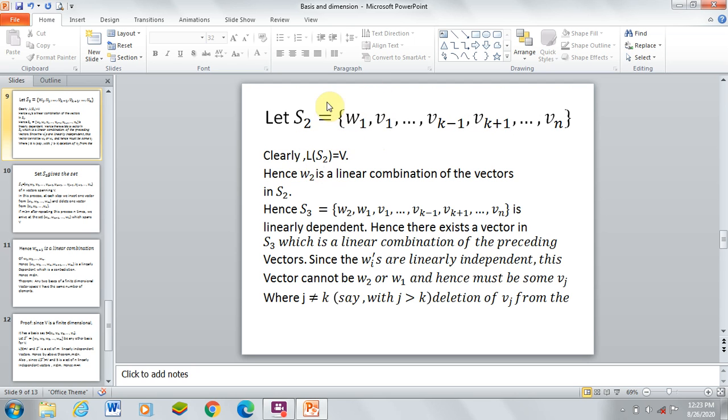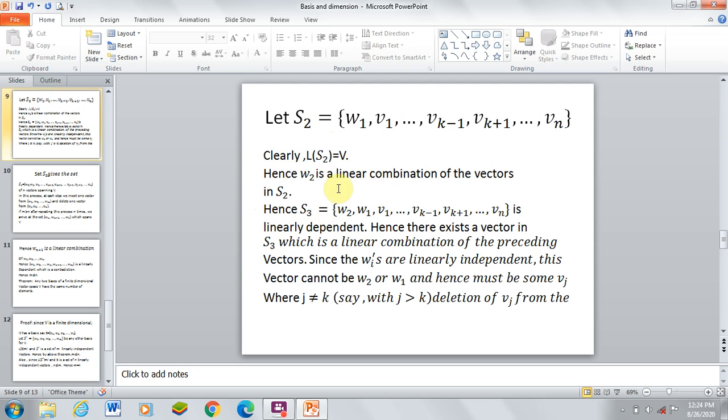Clearly, L of S2 equal to V. The L of S2 equal to the whole linear span. Hence, W2 is another vector. W2 is a linear combination in S2.